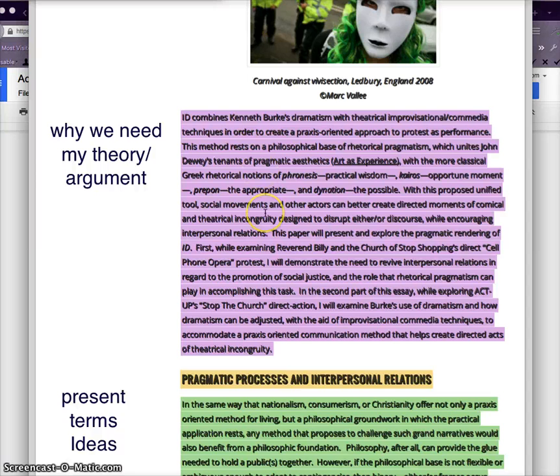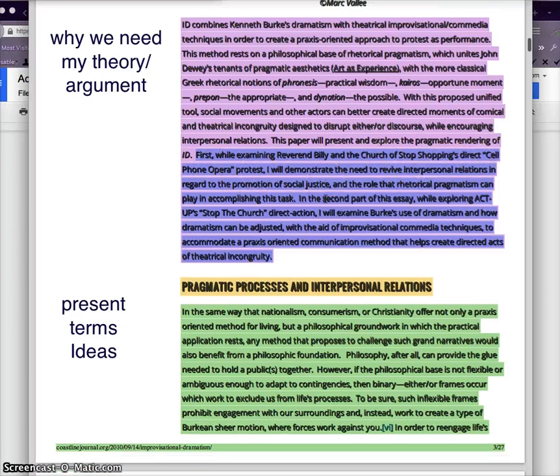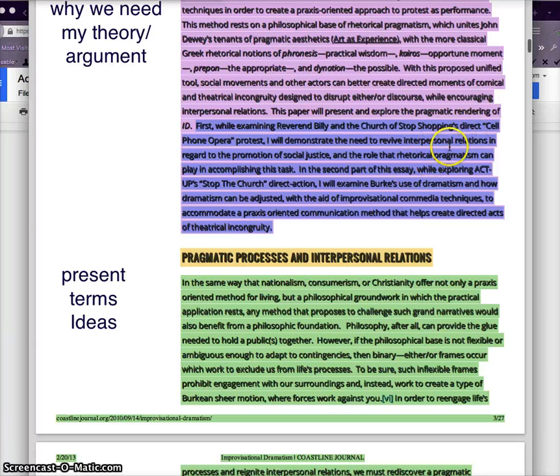So let's go back to my paper. I say why ID is important, and then I explain how I'm going to organize my paper to prove this, and that's in this section right here. First, while examining Reverend Billy and the Church of Stop Shopping direct cell phone opera protest, I will demonstrate the need to revive interpersonal relations in regard to the promotion of social justice and the role that rhetorical pragmatism can play in accomplishing this task.